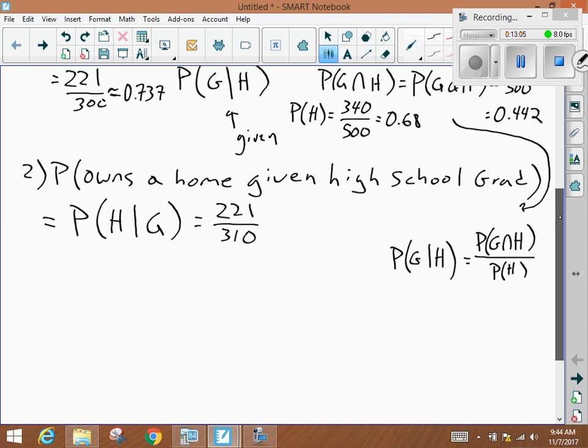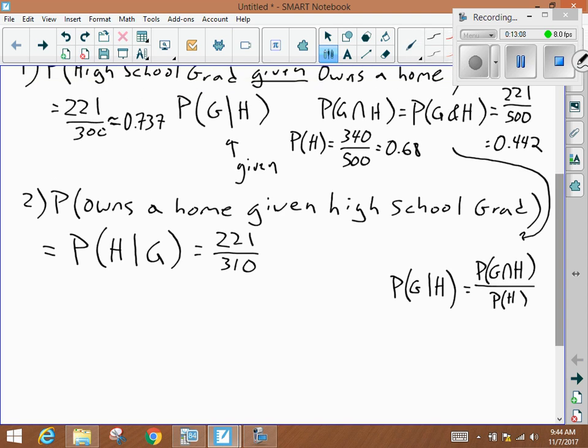Okay, so I need all those things. There we go. So the probability of G intersect H is 0.442, and probability H is 0.68. Let's see what we get. Magic time.